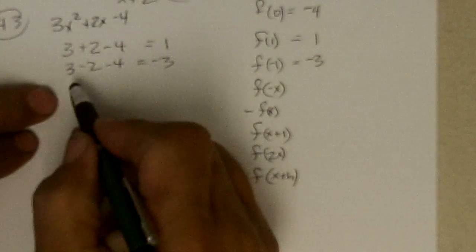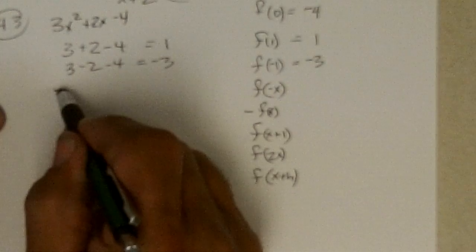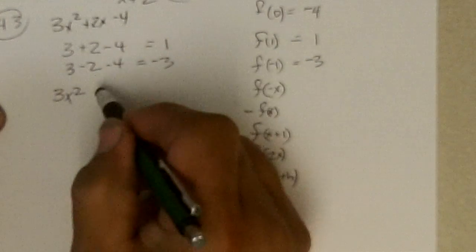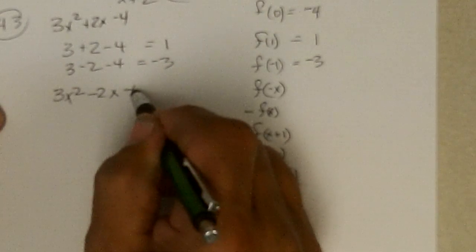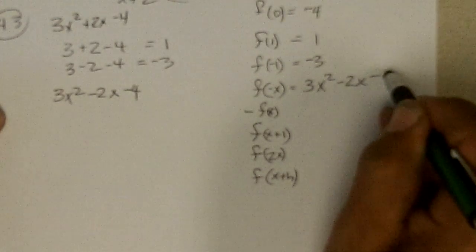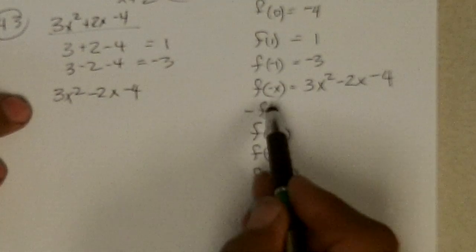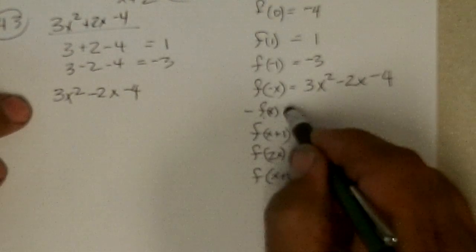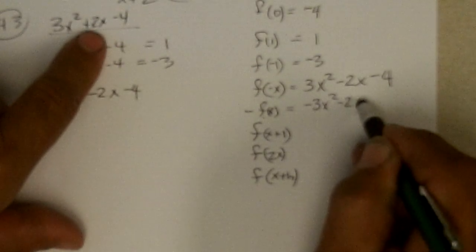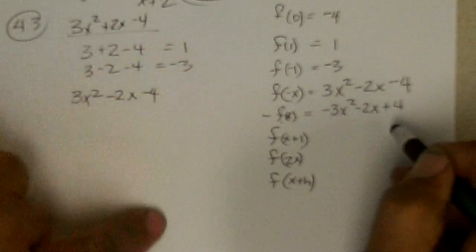If I put in -x, I get -x times -x is +x squared times 3 is 3x squared. A -x times 2 is -2x minus 4, and so I get 3x squared minus 2x minus 4. If I take the negative of everything here, so take f of x and take the negative of it, I get -3x squared, -2x, and the negative of -4 is +4.